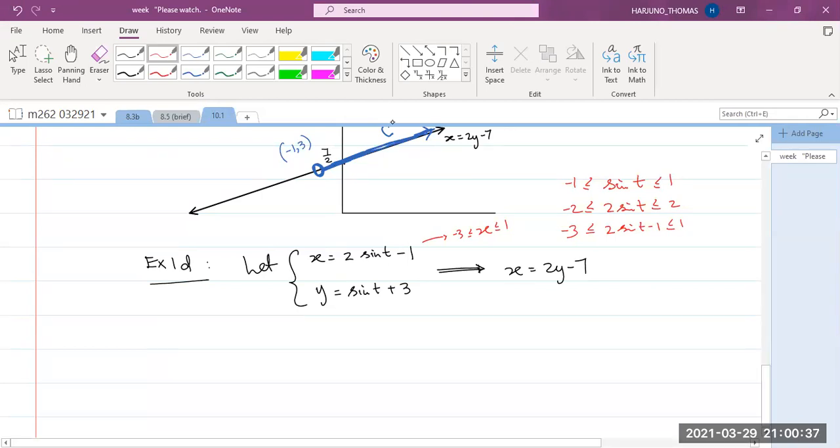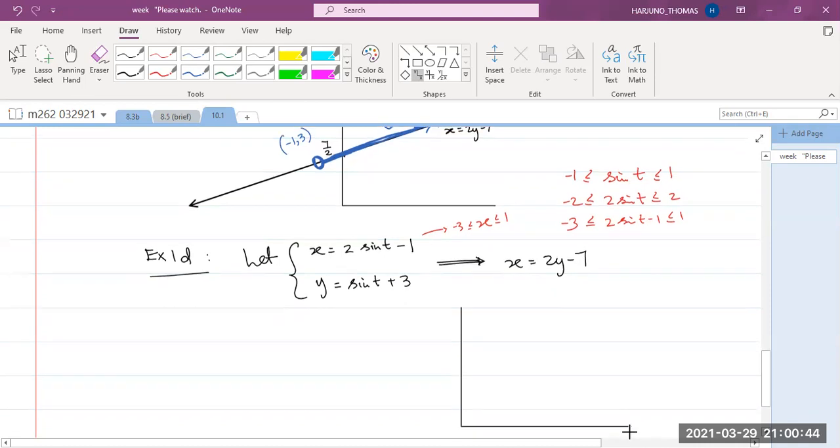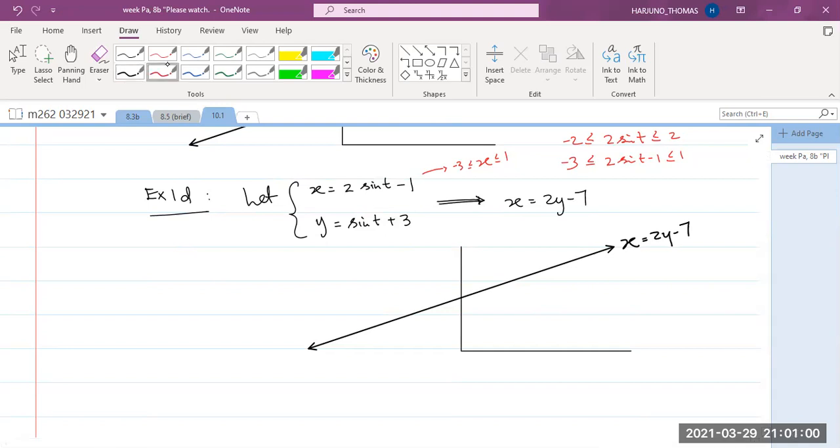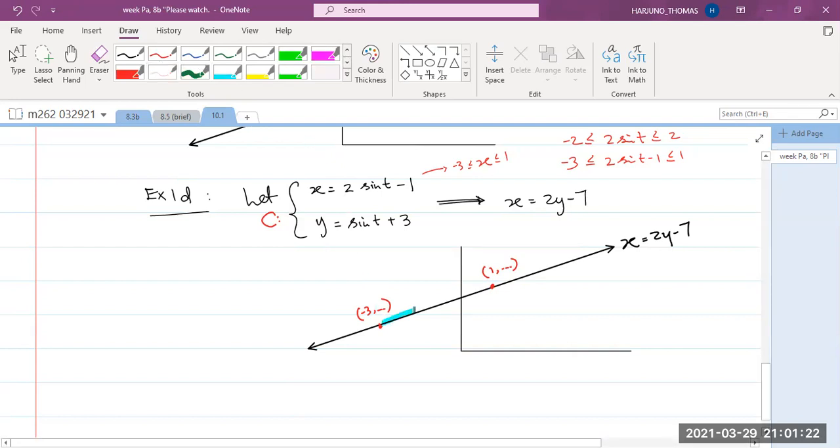So in other words, even though we get the equation without the parameter, that looks like the one we got earlier, X equals 2Y minus 7, the curve C here will be only from X equals -3 to X equals 1. Only this segment here.